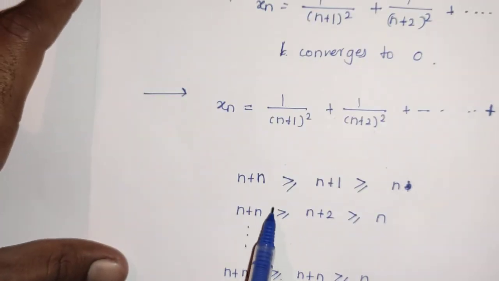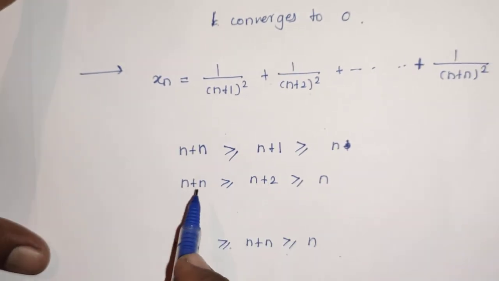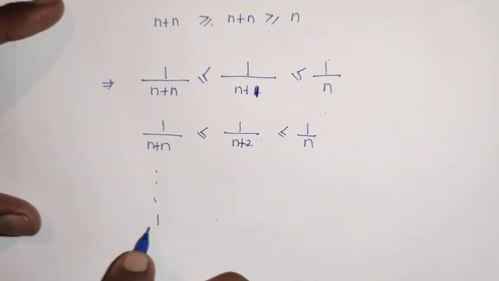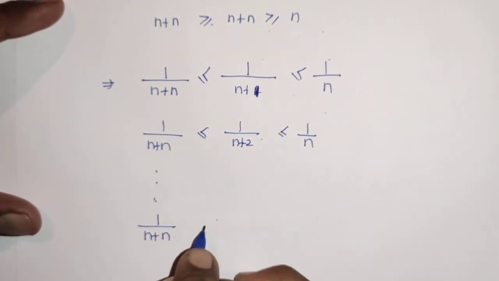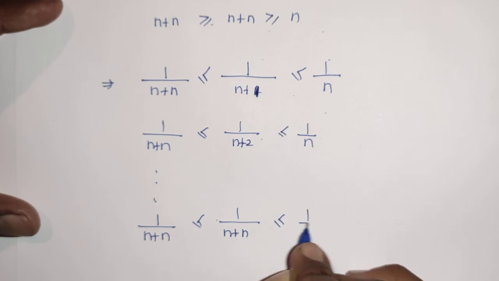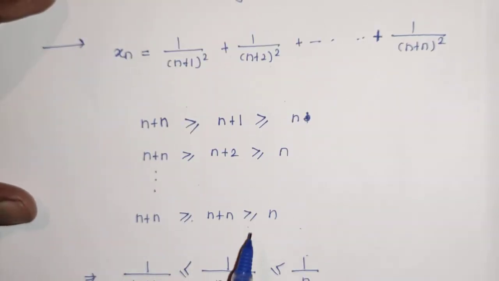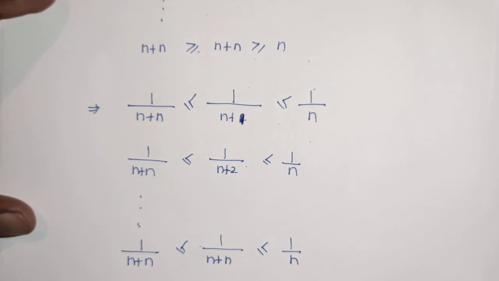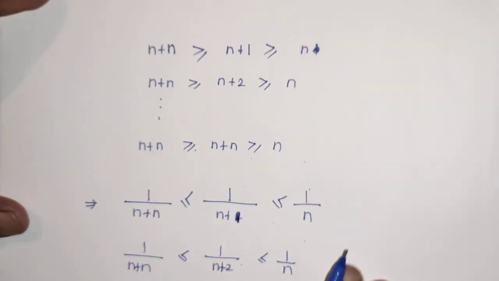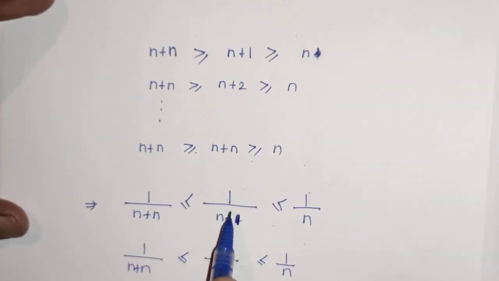Similarly, here we are just taking the reciprocal, so the inequality again becomes opposite. So similarly, up to 1 upon n+n is less than or equal to 1 upon n+n, which is less than or equal to 1 upon n. For this last inequality, we can write 1 upon n+n is less than or equal to 1 upon n.